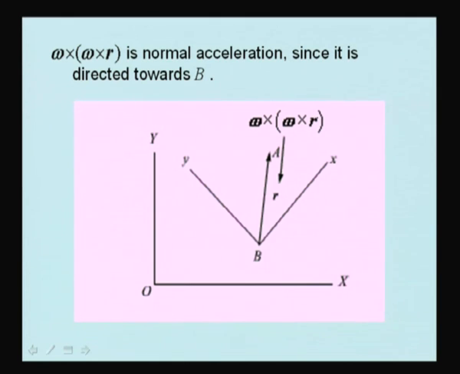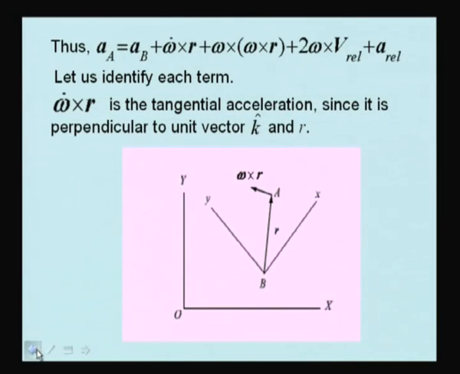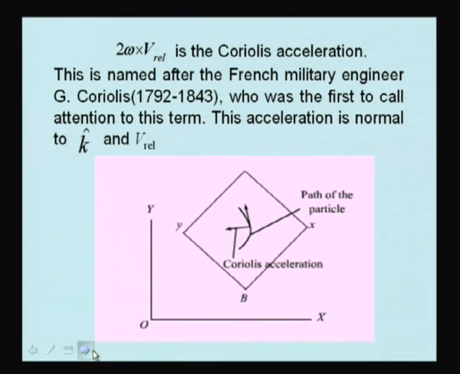centripetal acceleration. Now, 2 omega cross v rel is the other term which we get in the expression for acceleration. 2 omega cross v rel is really the Coriolis acceleration. This is named after the French military engineer G. Coriolis, who was born in 1792 and died in 1843, who was the first person to call attention to this term. This acceleration is normal to k and v rel.